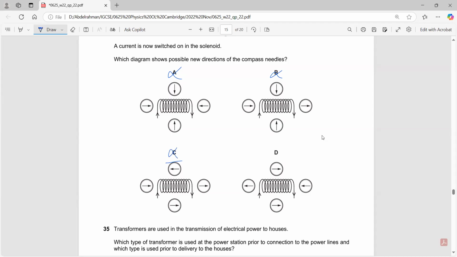Because you cannot have this one pointing to the left and this one pointing to the right. They both have to point in the same direction. For example, both of these are pointing to the right and both of these are pointing to the left. This is the right answer.